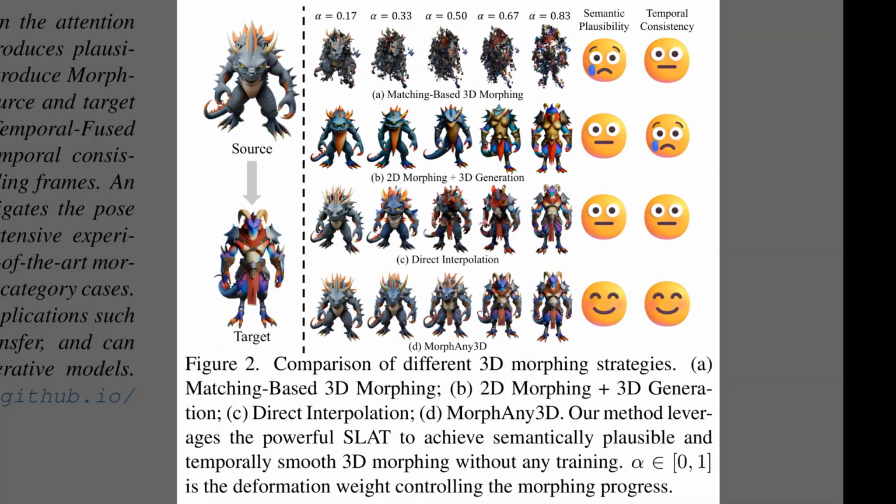While the previous gallery looked seamless, Figure 2 reveals the difficulty of the task by comparing 4 different strategies for transforming the source on the left to the target. The first row shows matching-based morphing, which often collapses into a scattered, noisy mess of geometry. Row B tries morphing in 2 dimensions first, which creates plausible individual frames but fails to stay consistent over time. Then, row C uses direct interpolation, which is stable but structurally weak. Finally, the bottom row demonstrates MorphAny3D, which successfully maintains a clean, plausible character throughout the entire sequence, earning it the happy emojis on the right.